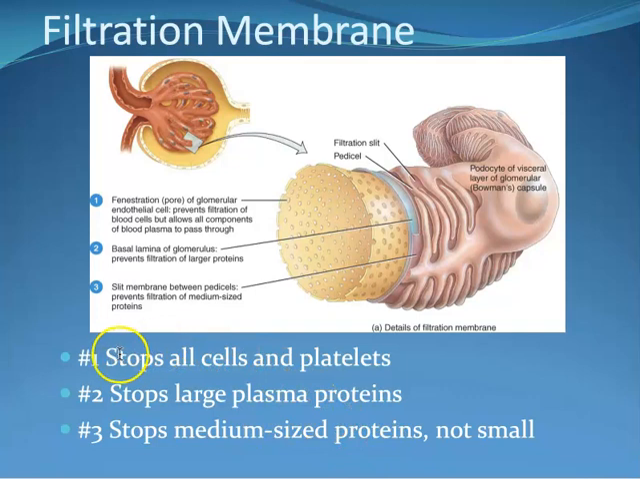So the first layer will allow everything through except cells, which are very large compared to these proteins, and platelets, which, although tiny, are still large compared to proteins. The next one will then stop large proteins, and then the next one will stop medium-sized proteins. The only ones that are still getting through are some smaller proteins.